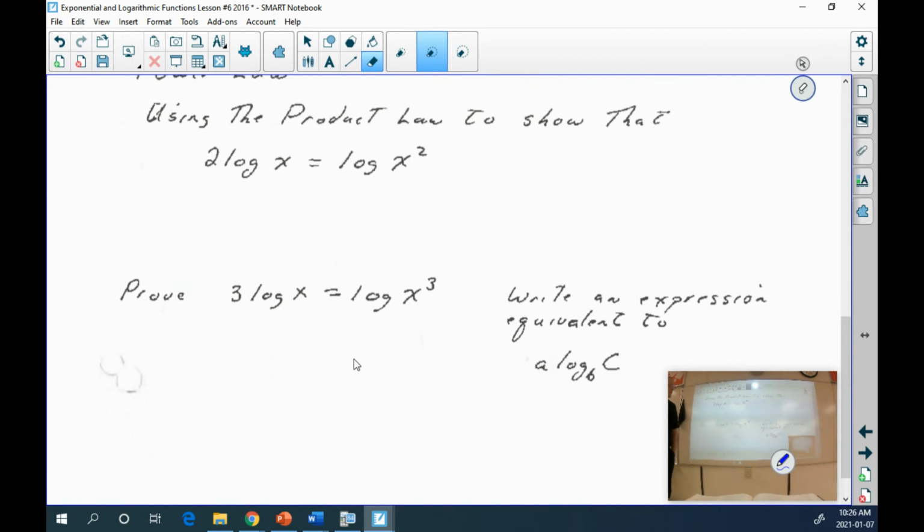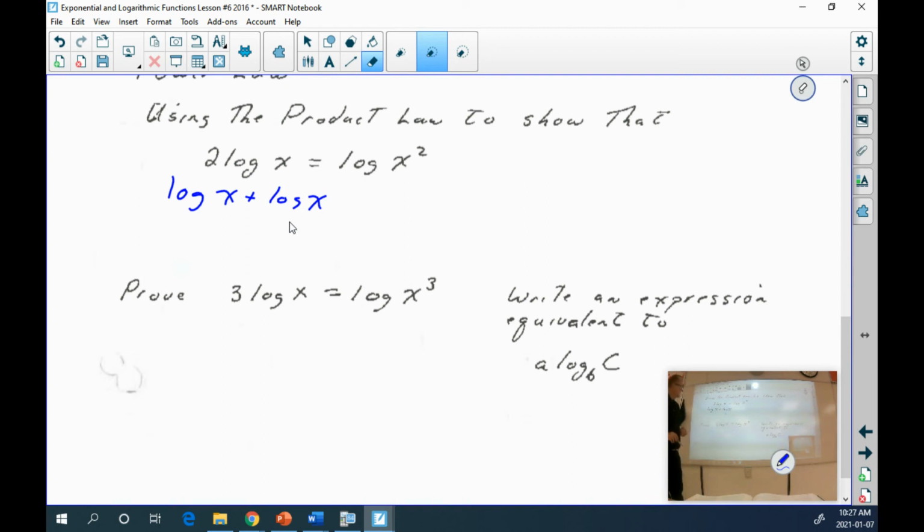Now, the third one that we want to talk about is the product law. I'm going to just basically do 2 examples. I can't prove it with this because this is inductive reasoning. But I can write 2 log x as log x plus log x.